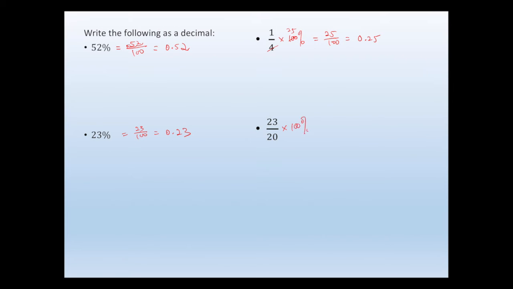Here, again you multiply it by 100. 100 divided by 20, that is 5. So 5 times 23 is 115. It's 115 over 100, 115%, and that becomes 1.15. You know that this number will be bigger than 1 because 23 is bigger than 20.